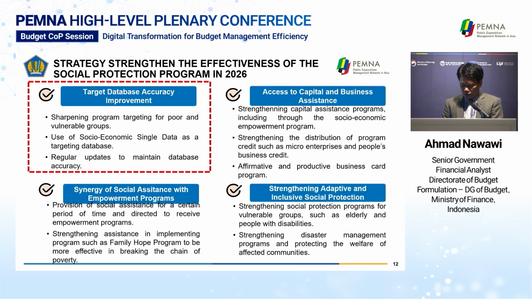Strategy to strengthen social protection. To address these challenges, the government has introduced several strategies. These include improving the accuracy of the targeting database, integrating the social system with empowerment programs, expanding access to capital and business support, and strengthening adaptive and inclusive social protection systems. At the core of the reforms is the development of the National Social Economic Single Data System, or DTSEN.